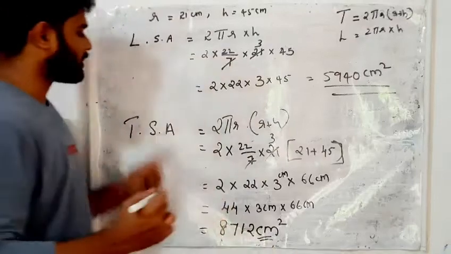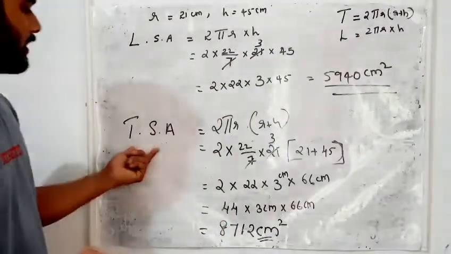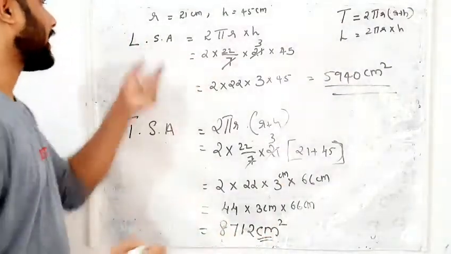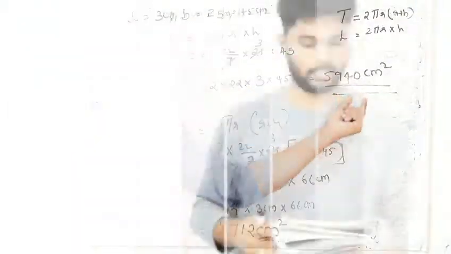So we got the lateral surface area and total surface area. Total surface area 8712 centimeter square and lateral surface area 5940 centimeter square.